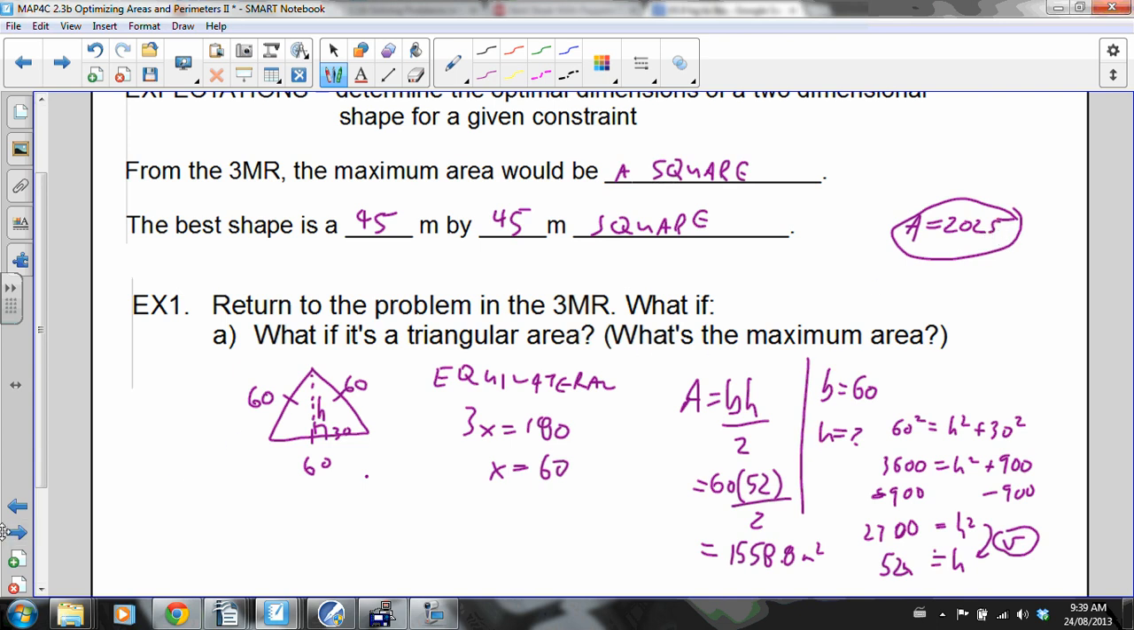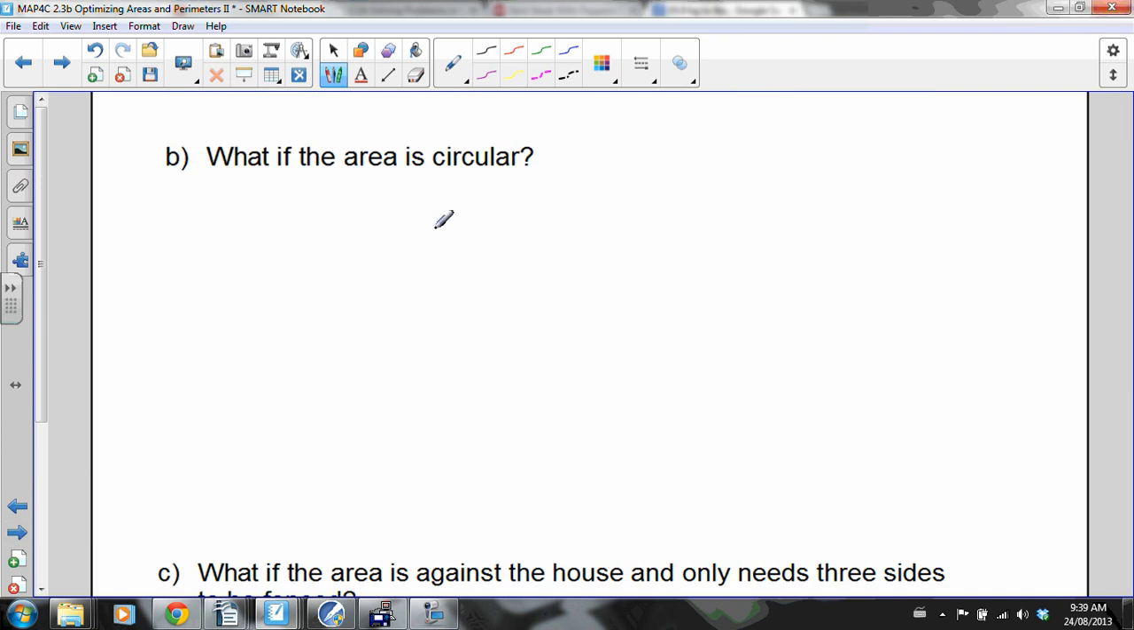What if we had more sides? Well, actually not more sides. What happens if it was circular? Somehow we'd set up this fence in a circle, and we'd know that then the circumference around the outside, the circumference of the circle, is 180.